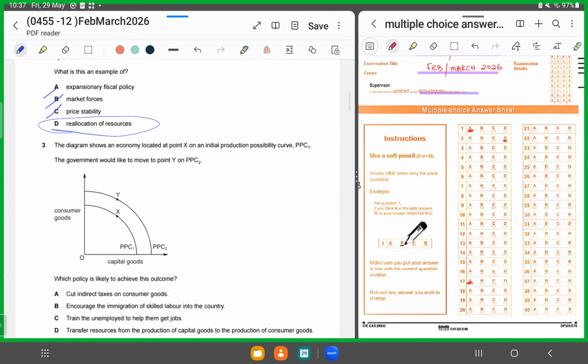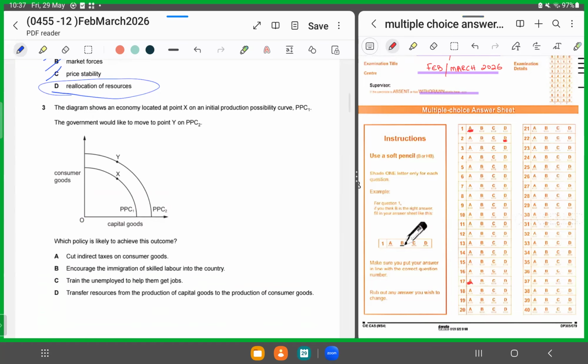All right, moving forward, MCQ number 3. The diagram displays a PPC curve. It's displaying an economy located at point X on an initial PPC, that's PPC1. Now, the government would like to move to point Y on PPC2. It's trying to move towards a higher PPC, an outward shift. You notice the vertical axis displays consumer goods, the horizontal displays capital goods. They're asking us which policy is likely to achieve this outcome, moving towards a higher PPC.